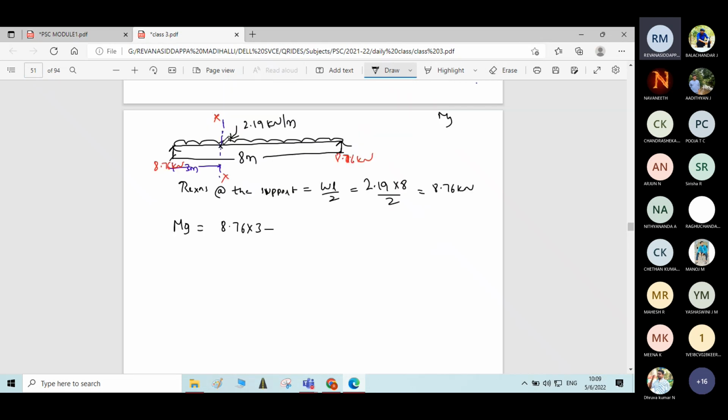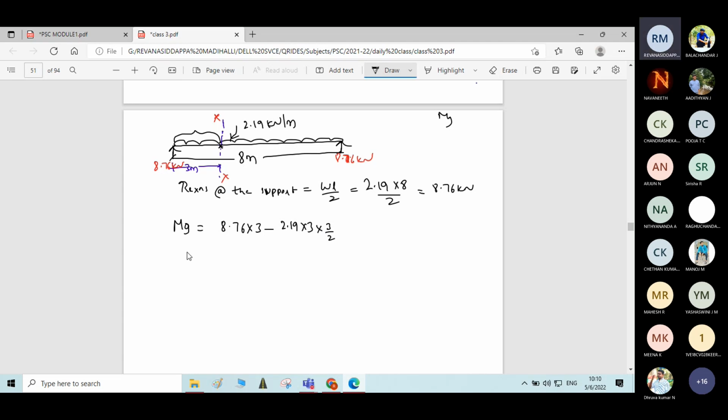This UDL is causing an anti-clockwise moment about the x-axis. Therefore, the sign is minus 2.19 into 3, which means the moment of this portion of UDL about point x. If you convert this UDL into a point load, it is 2.19 into 3 into perpendicular distance. Perpendicular distance will be equal to 3 by 2, length divided by 2. I hope you are understanding.